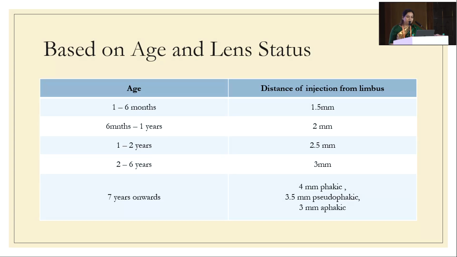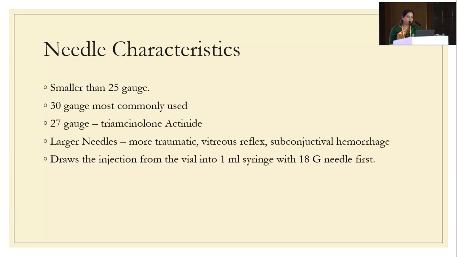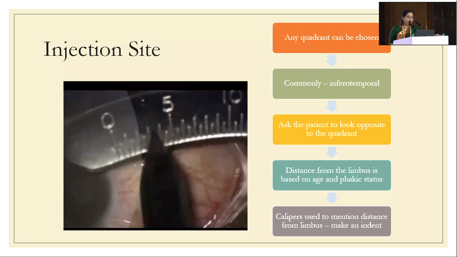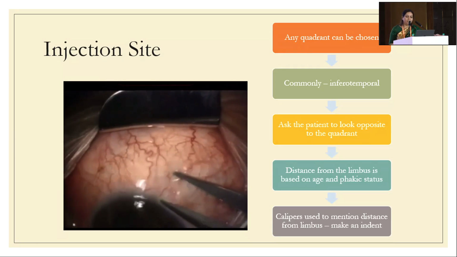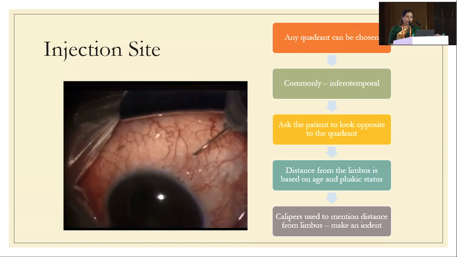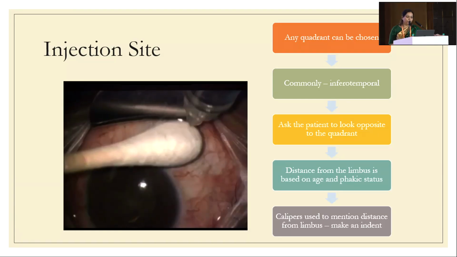In less than 6 months, it is 1 to 1.5 mm, then less than 1 year, 2 mm, then 2 years, 2.5 mm, and then the normal age group according to the status of the lens. With the help of a 26 gauge needle, you can inject 0.05 ml. This is a small video showing how to give the injection, most commonly in the inferior temporal quadrant. Always ask the patient to look opposite to the quadrant.